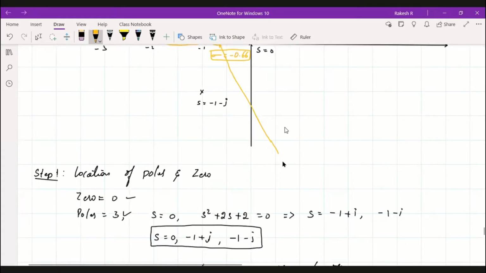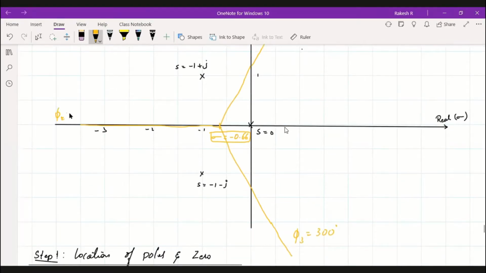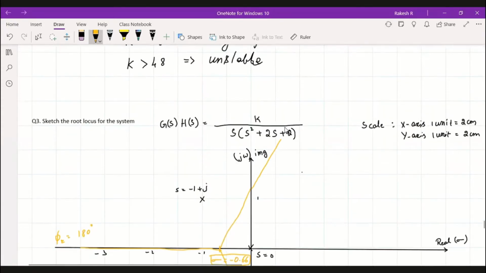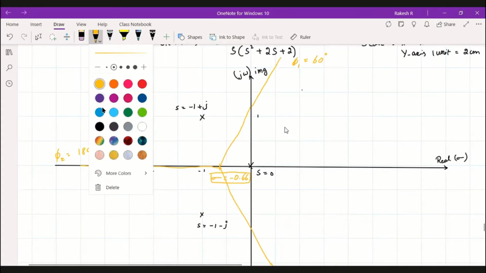So I'll write this one as phi 3 is equal to 300 degrees, and this one phi 2 is equal to 180 degrees, and then this is phi 1 is equal to 60 degrees. Right. We got the asymptote and asymptote angle. What is the next step?